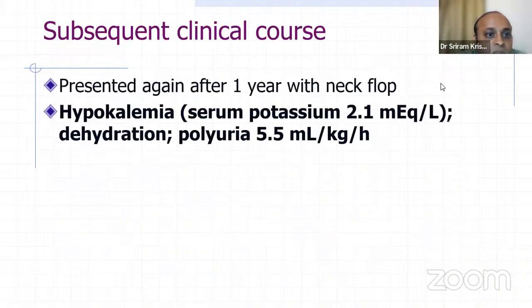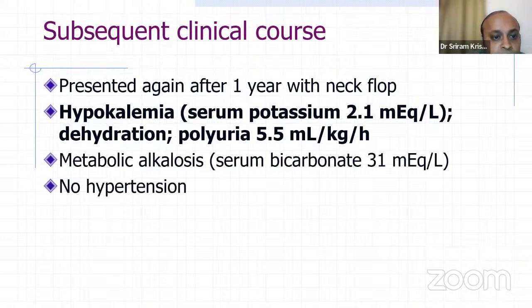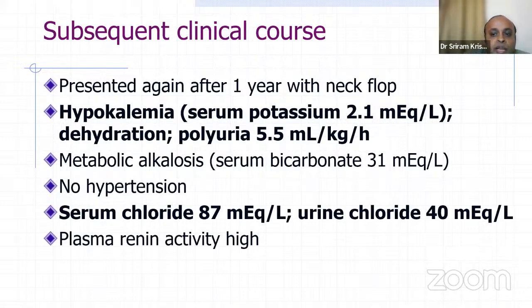And then he defaulted all the drugs for a year and was lost to follow-up. Subsequently, what we noticed is at the end of 1 year, when he returned, he had presented with a neck flop. At this juncture, the child who never had hypokalemia and on the contrary had hypernatremia originally was now found to have hypokalemia with potassium of 2.1 only, and there was dehydration with polyuria. At this juncture, we found him to have metabolic alkalosis with bicarbonate levels being 31 milliequivalents per liter, and there was no hypertension. So we did a urinary chloride, which was high, and the serum chloride was low. We did a plasma renin activity, which was high.